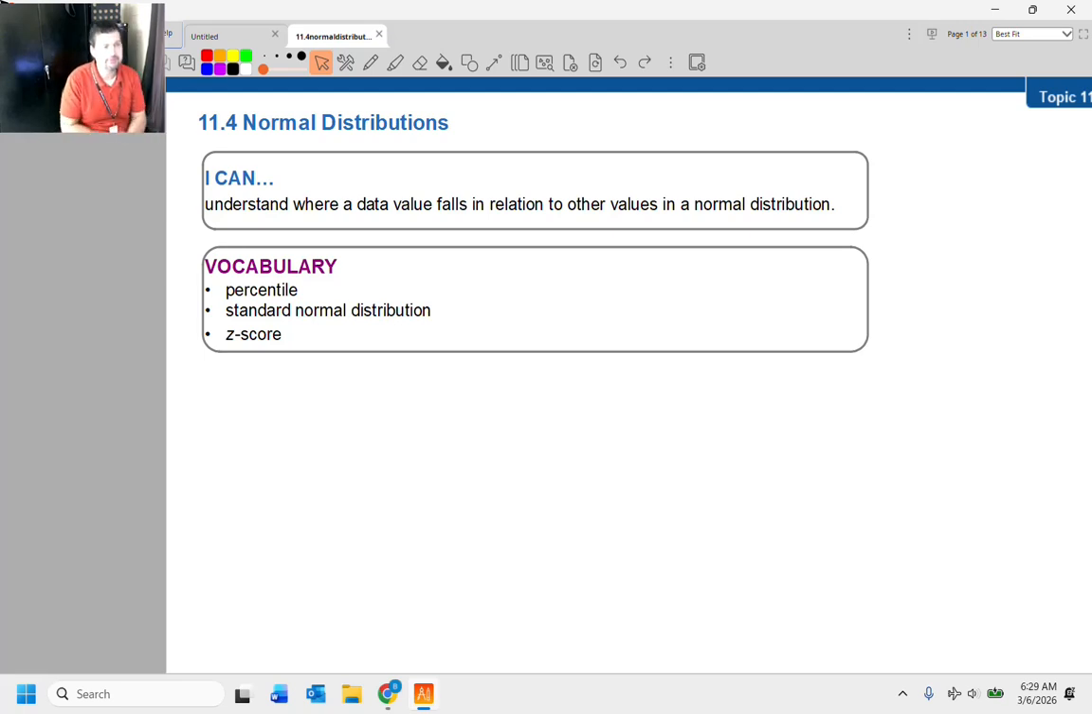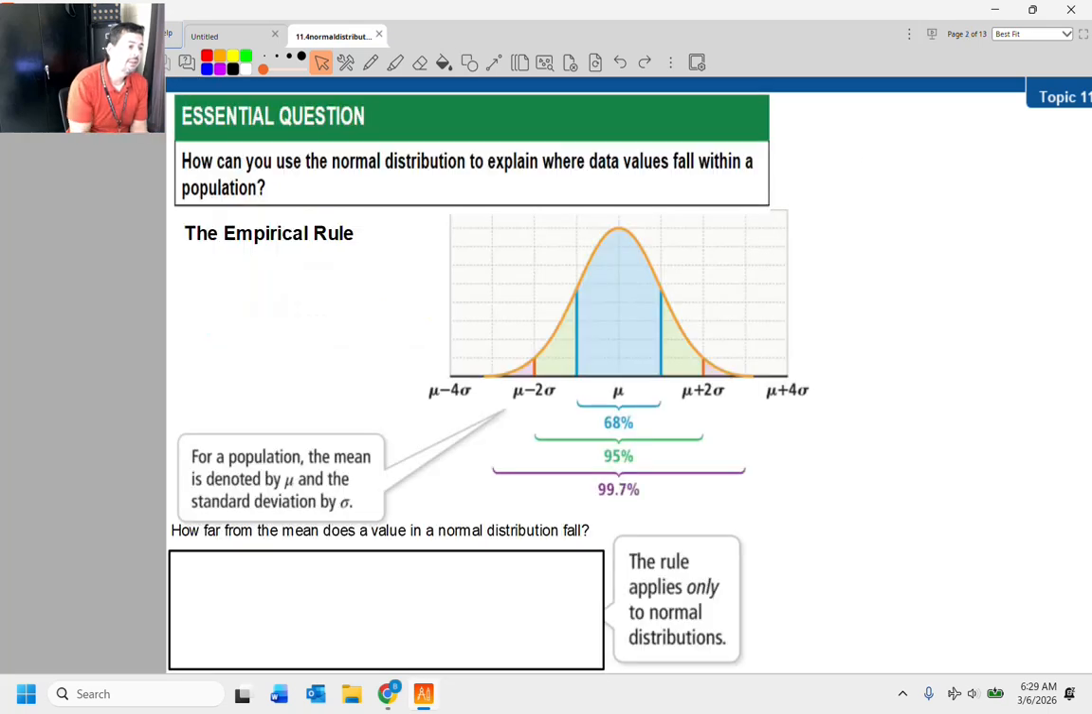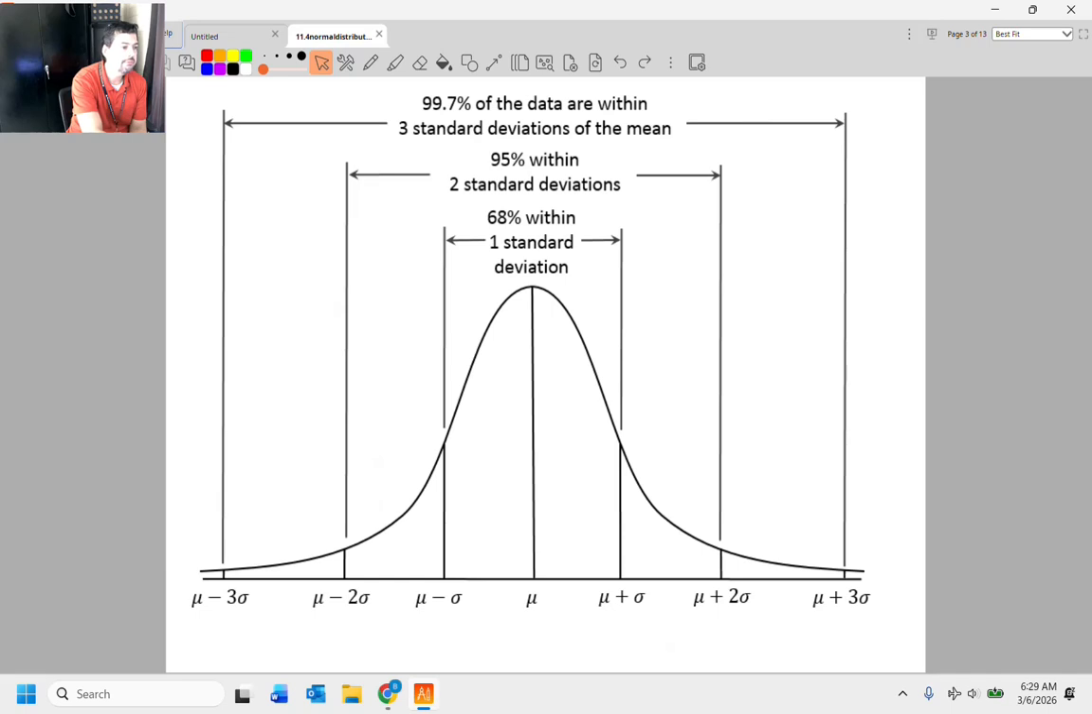This is 11.4 normal distributions. It's a big deal in the world of stats. Like, this is so much of a statistics class, what we do today. It really, really is. We're going to start off with the empirical rule.